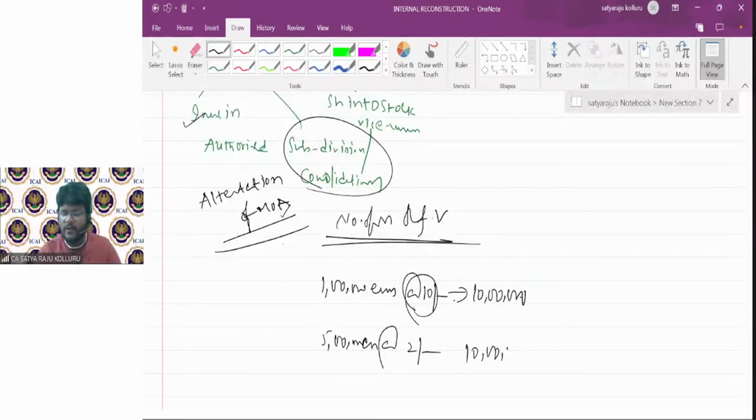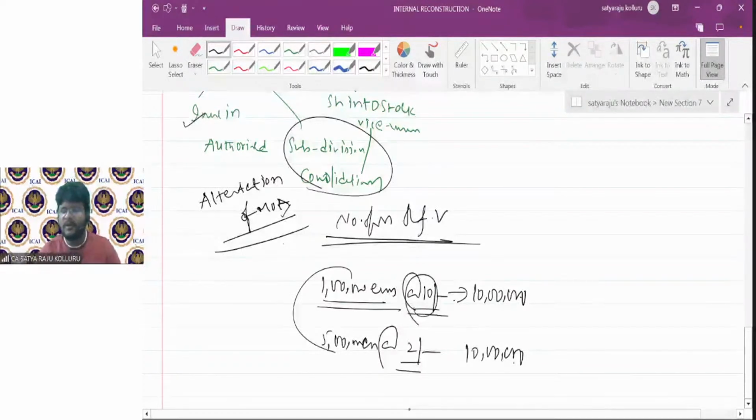Again, there is no change in the total paid up capital. What is the difference? Before subdivision, 1 lakh equity shares are there, but after subdivision, 5 lakh equity shares are there. Before subdivision, face value is 10 rupees, but after subdivision, face value is 2 rupees. Same thing I told you now: there is a change in the number of equity shares and face value, but no change in total paid up capital. Sir, consolidation means exactly the reverse process will happen.